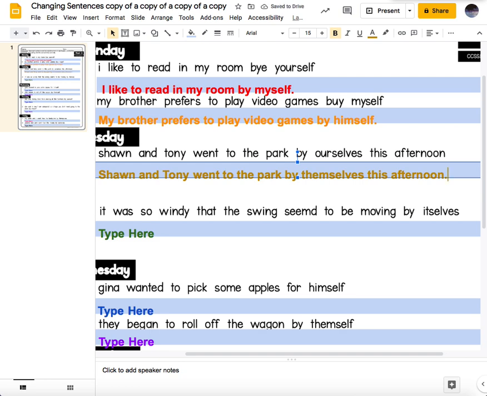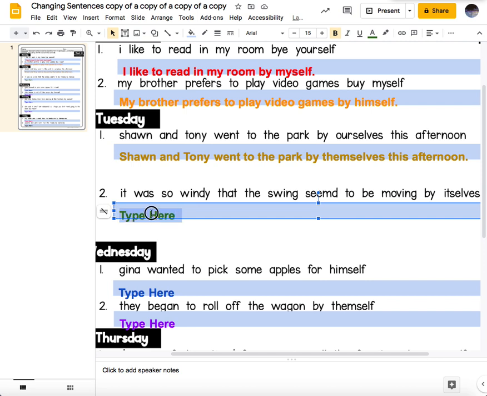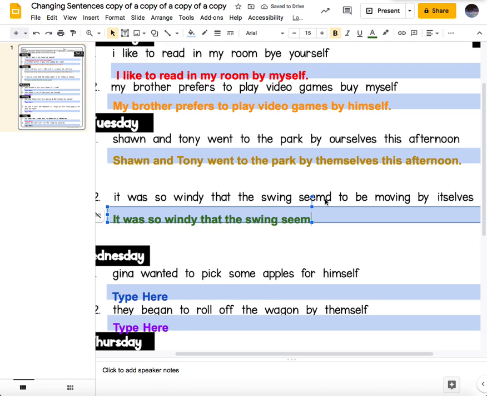Alrighty, let's go to the second one for Tuesday. It was so windy that the swing seemed. The spelling is wrong. You have to add an E here. Seemed to be moving by itself.